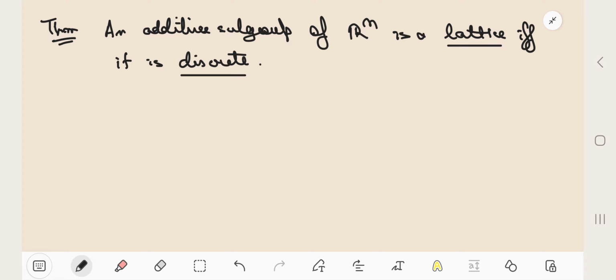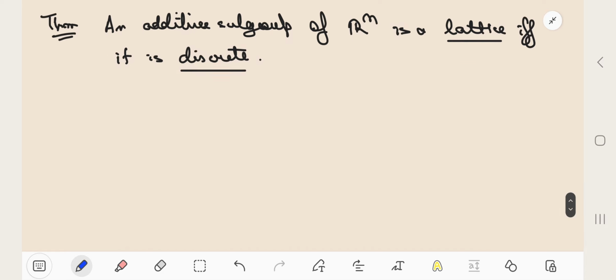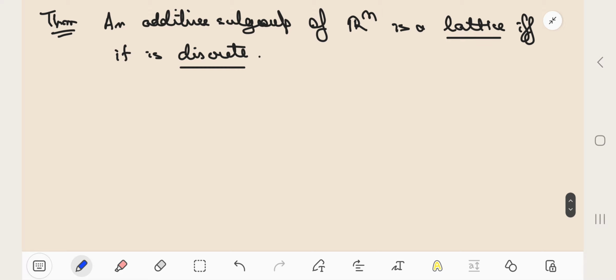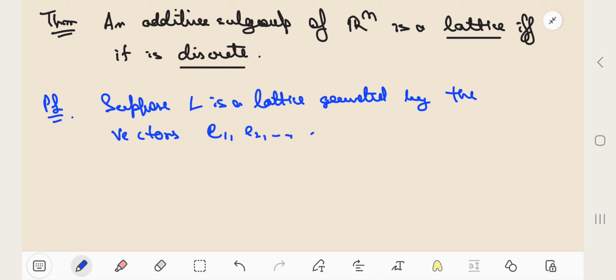Okay. So let us talk about the proof of this, and the proof is a bit complicated, but you need to work through these steps to get a view of what's being done. Proof. So we are working in Rn. Suppose L is a lattice generated by the vectors e1, e2 till en.